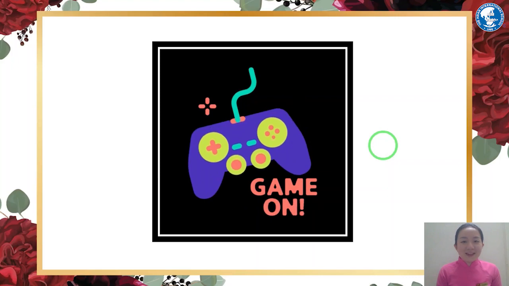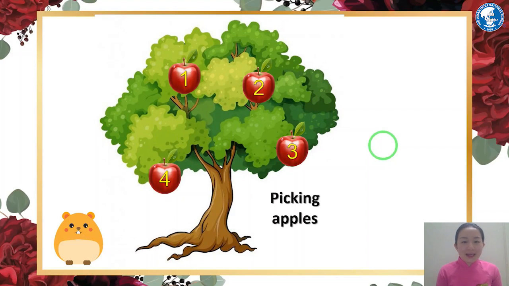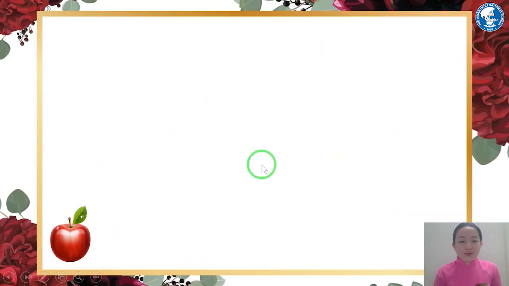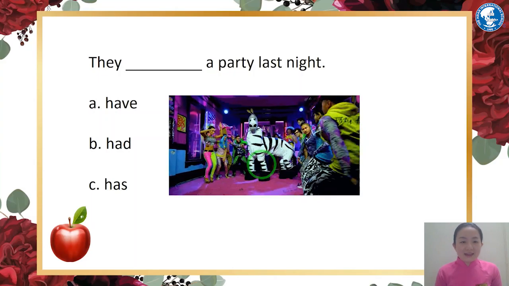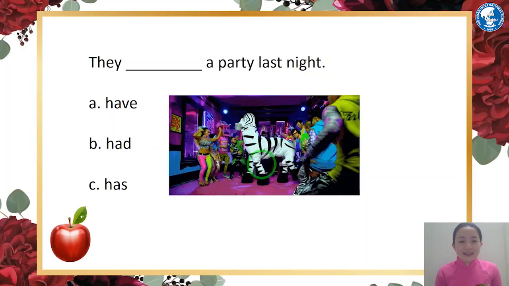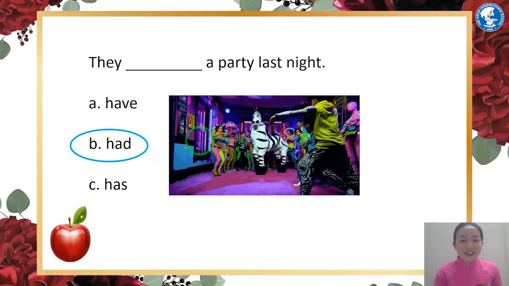Now it's time to play a game with me. The name of the game is Picking Apples. There are 4 apples on the tree. If you want to take them out, you have to answer the questions correctly. Are you ready? Let's choose the first number. Number 2. And the question is, they something a party last night. A. Helped. B. Had. C. Haste. And the correct answer is B. Had. Very good.